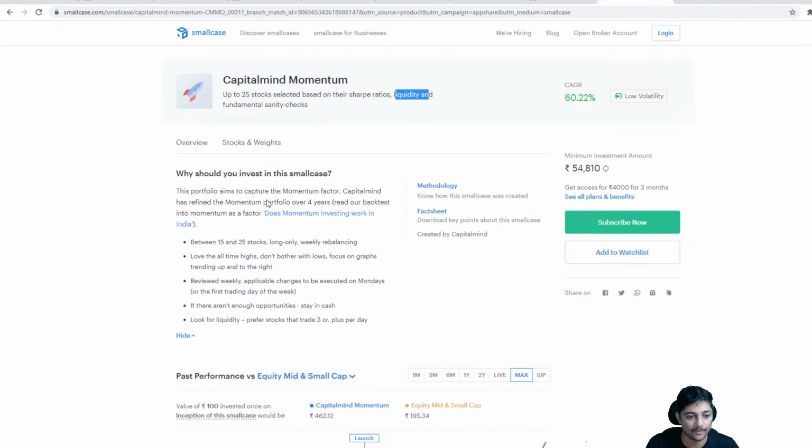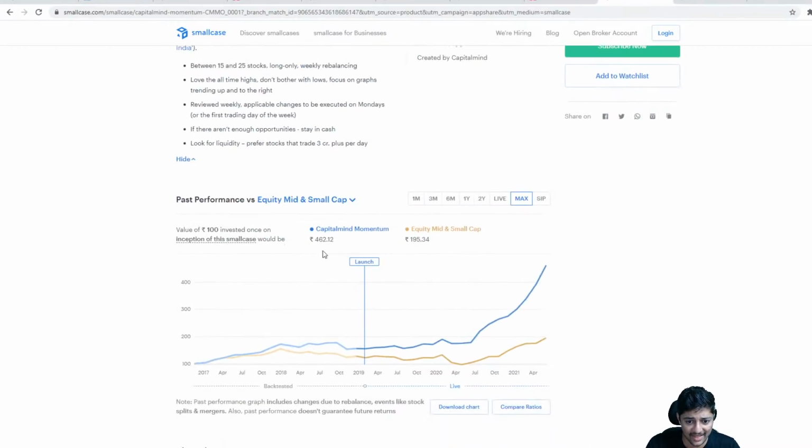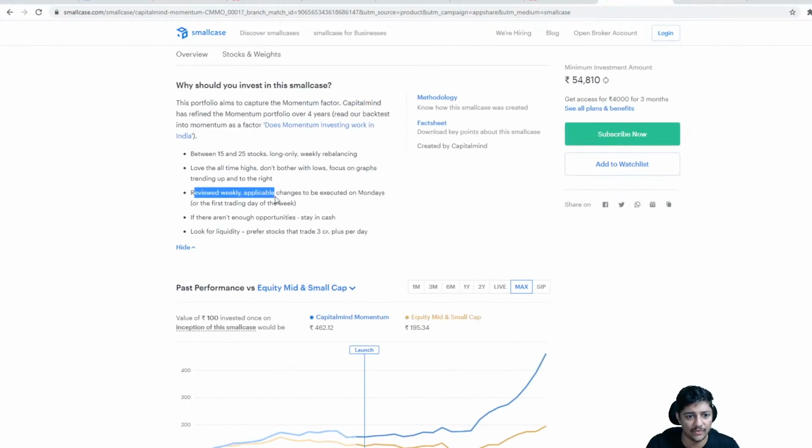Awesome. Now, look at this. See this: reviewed weekly, applicable changes to be executed every Monday. So every Monday, I get a rebalance update. If there is a rebalance, they do it. If there is no rebalance, they don't do it. If they don't want to deploy a lot of money, they put it in a liquid fund and keep it. Basically, what this says is I don't need to think for even 1 second.